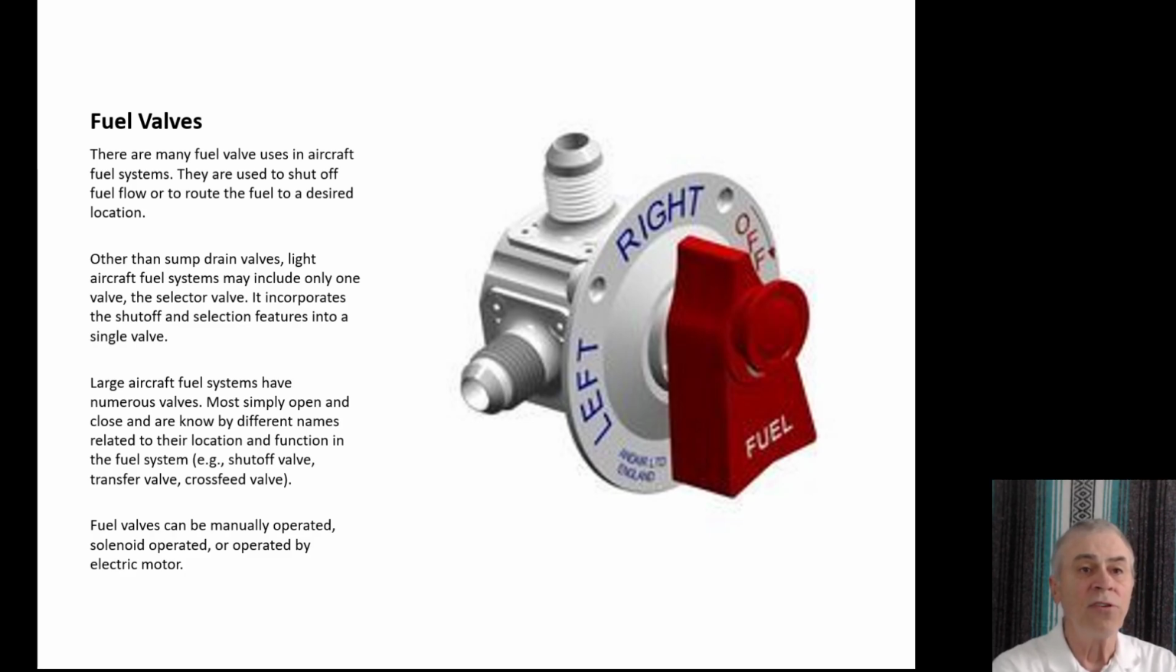Large aircraft fuel systems have numerous valves, most of which simply open and close, and are known by different names related to their location and function in the fuel system. And you're going to see these valves in other airframe systems also: shut-off valves, transfer valves, cross-feed valves. Fuel valves can be manually operated, solenoid operated, or operated by an electric motor.